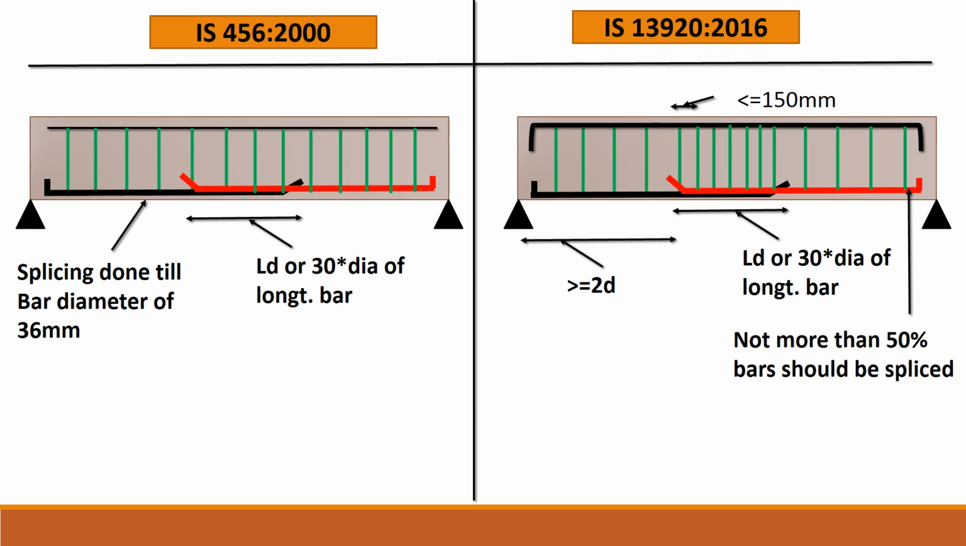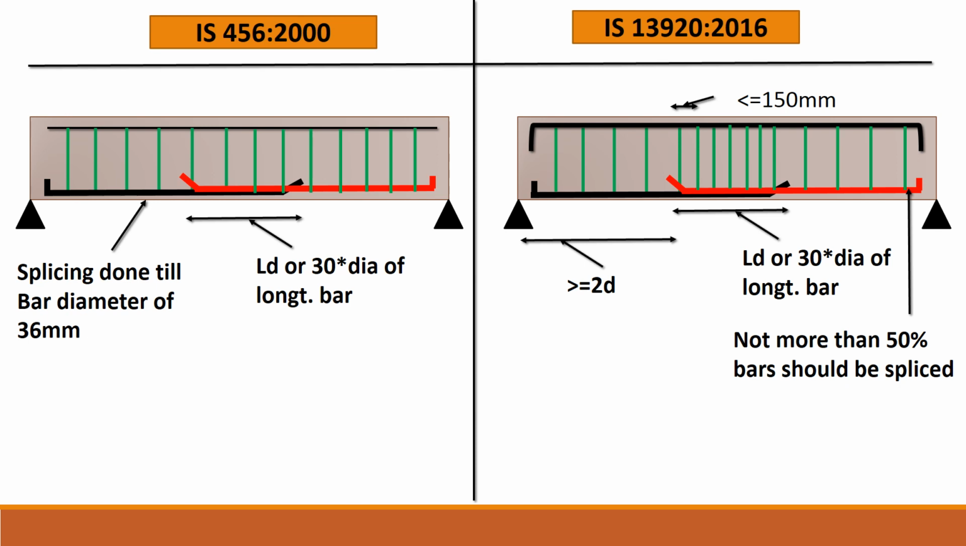Talking about the beams, in the IS 456 2000 code, the splicing requirements are described for beams. In this code, it's mentioned that the splice length should be provided somewhere in the center of the beam and not at the corners or the joints or the supports of the beam. Further, it should be at least equal to the development length or 30 times the diameter of the largest longitudinal bar.